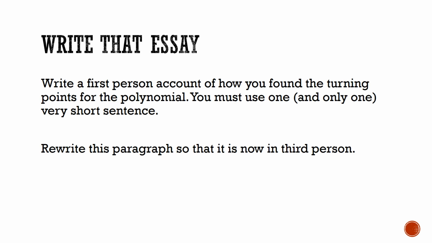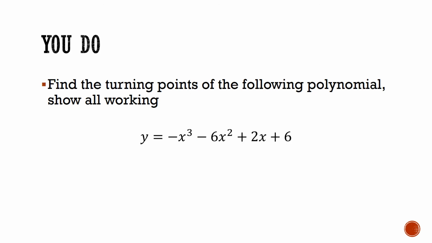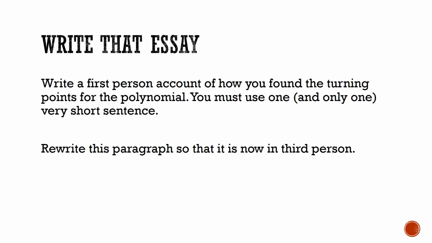For the writing task, I want you to write a first-person account of how you found the turning point for this polynomial. Just use one very short sentence. And once you've done that, just rewrite it so it is in third person. So you only need a couple of sentences each. I want you to practice writing in first and third person.